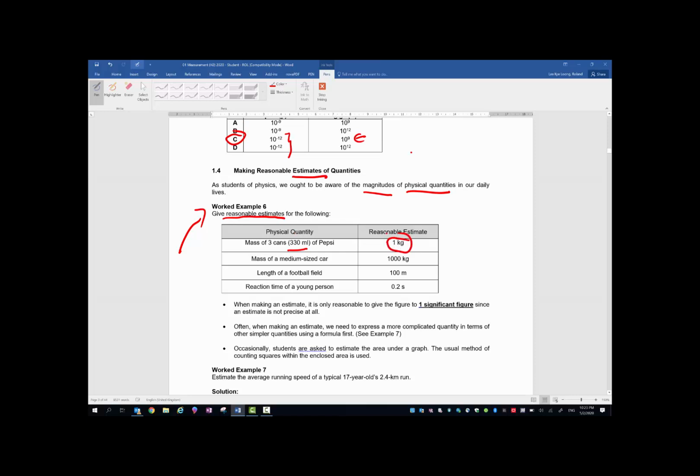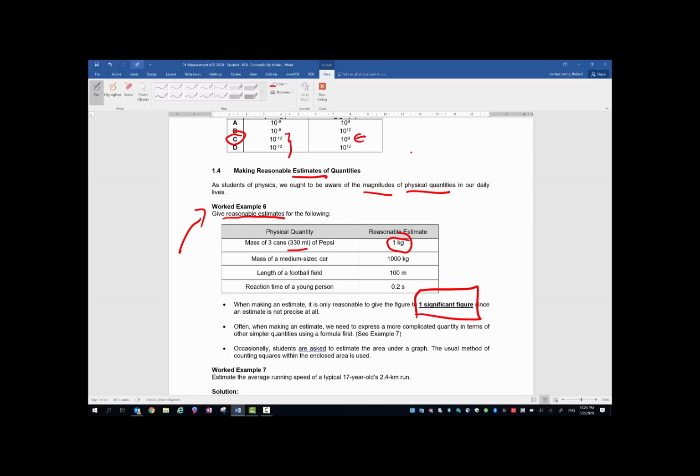But the key thing, what they are looking for to give you the mark or not, is that your answer has to be one significant figure. That is the thing. It may not be that accurate, it doesn't matter, but they're looking for one significant figure because it is an estimate. You did not measure. So your answer cannot be that precise.